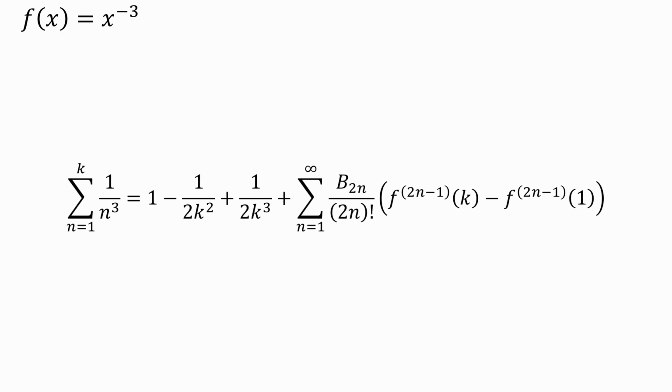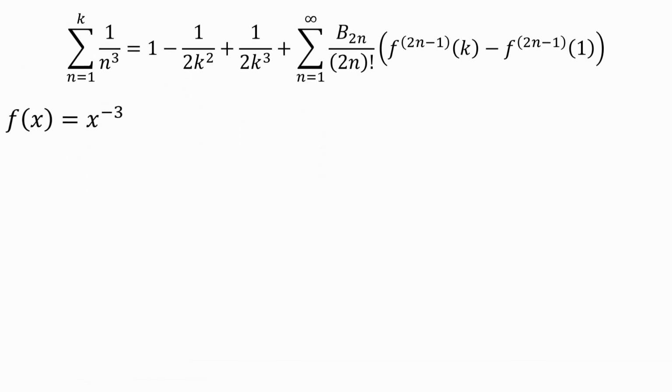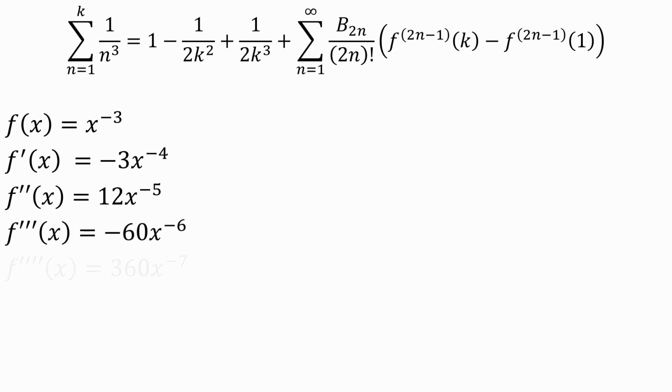Finally, the hard part, the infinite sum. This is where things are about to become very strange indeed. First, we need to work out what the 2n minus 1th derivative of f will be. Do we notice any patterns here?